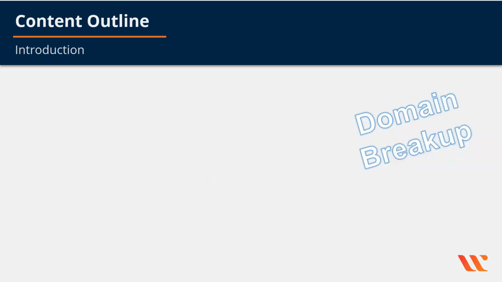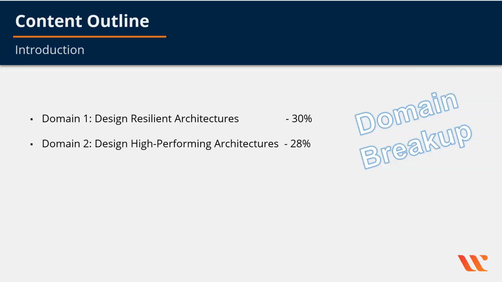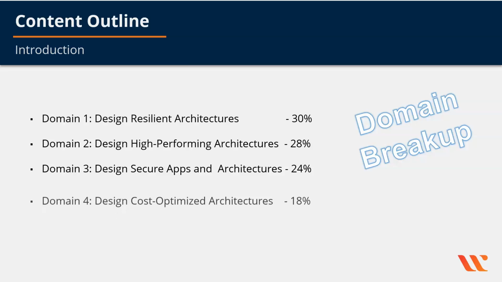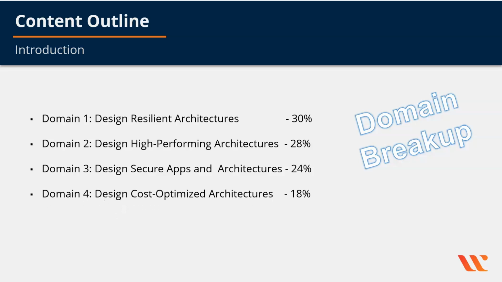Let's talk about the content outline and domain breakup for this exam. Domain 1 is designing resilient architecture and 30% of questions come from this domain. Domain 2, designing high performing architecture, and the weightage for this domain is 28%. Domain 3, designing secure applications and architecture, the weightage for this domain is 24%. And finally, designing cost optimized architecture is allotted 18%.